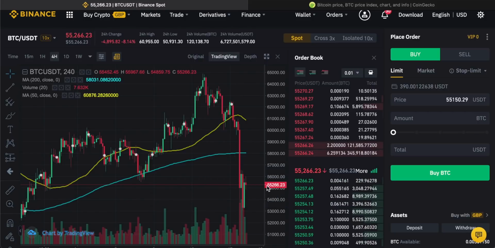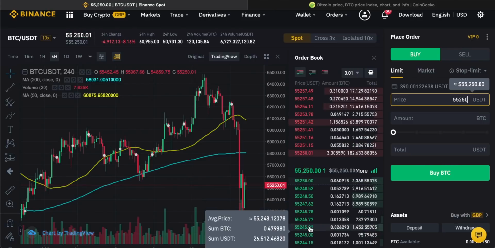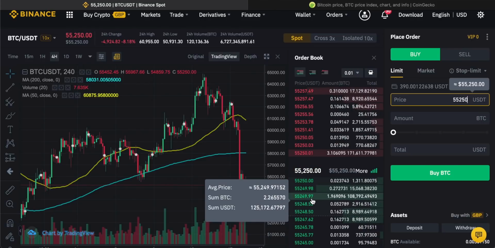So let's come down. You can see the price now is 55,266. Well, let's say I want to put an order in at 55,250. I can actually then put that buy order in and it's gonna sit in the market somewhere down around here, and it might get hit.